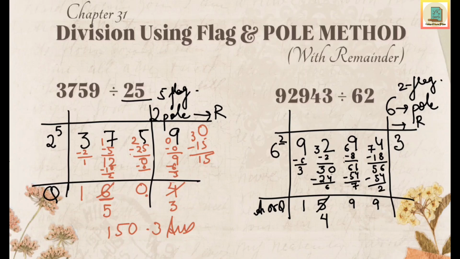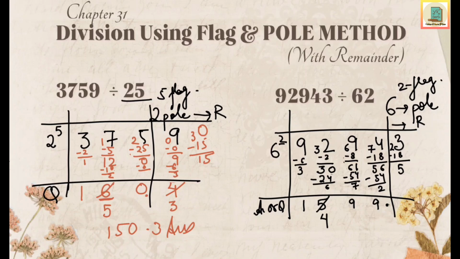Now 2 will go over here. So it will be 23. Now this 9 will be multiplied with the flag, that is 9 2s are 18. So minus 18. The next divisor we get is 5. Now here we've come into the remainder part. So we'll put a decimal over here.